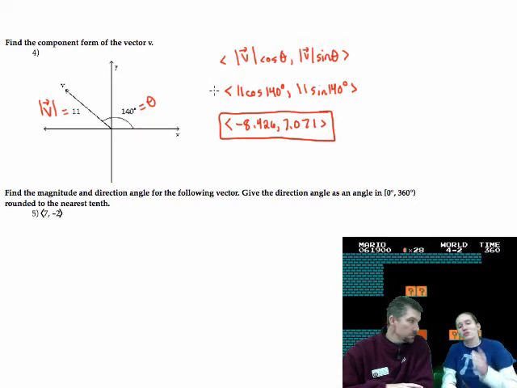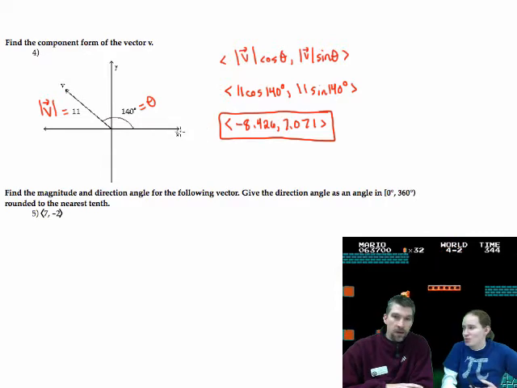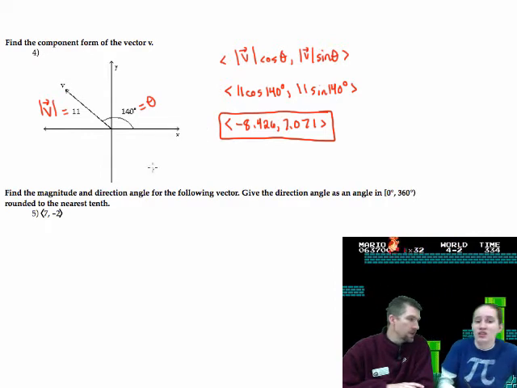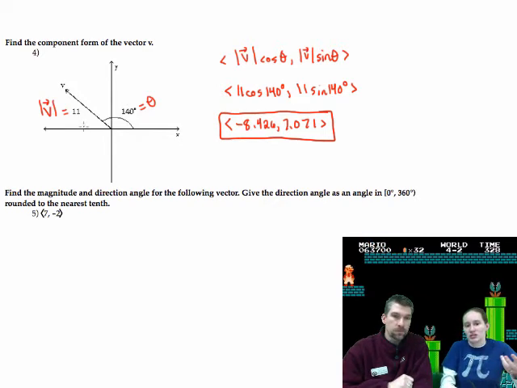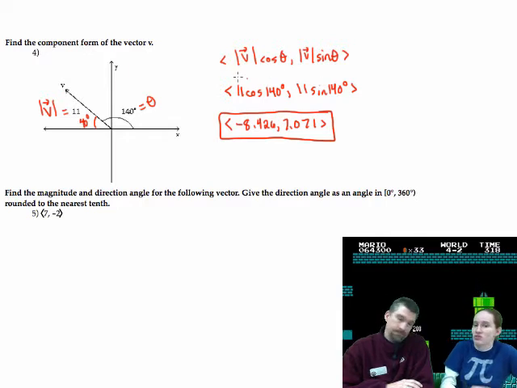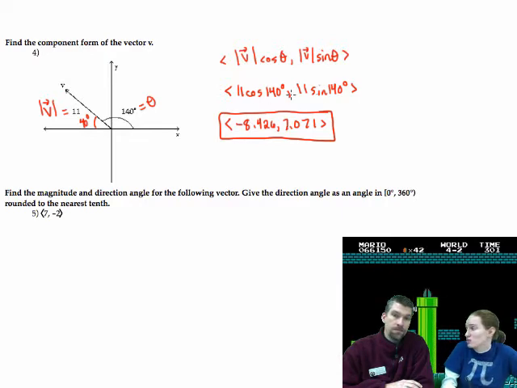Okay, now when you look at this, you might be thinking, do we use 140 or some other angle? Because we did a whole bunch of stuff with bearings, which way are we going? So it's understandable that you might have wondered if you should have put 40 in here. Well, you shouldn't, because for the component form, it's giving us the correct signs if we use 140.